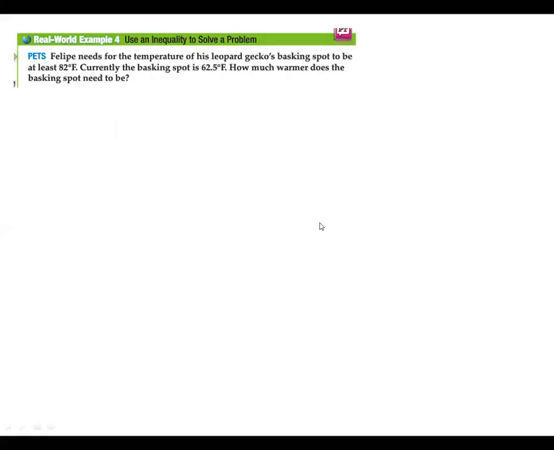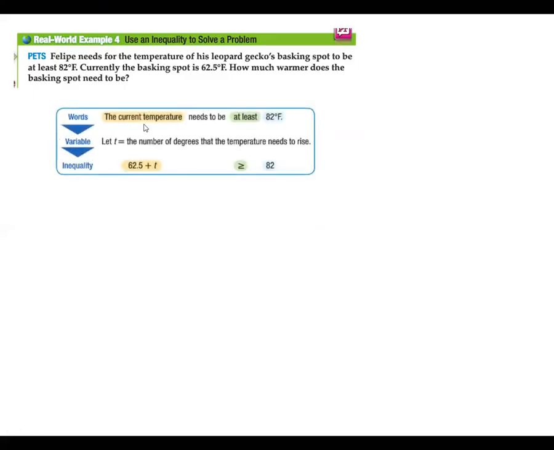So here's an example. Felipe needs the temperature of his leopard gecko's basking spot to be at least 82 degrees Fahrenheit. Currently, the basking spot is 62.5. How much warmer does the basking spot need to be? So the temperature needs to be at least 82 degrees. Let T be the number of degrees that the temperature needs to rise. It's 62.5 degrees already. We need to add some more degrees so that it's at least 82 degrees. So 62.5 plus T is greater than or equal to 82.